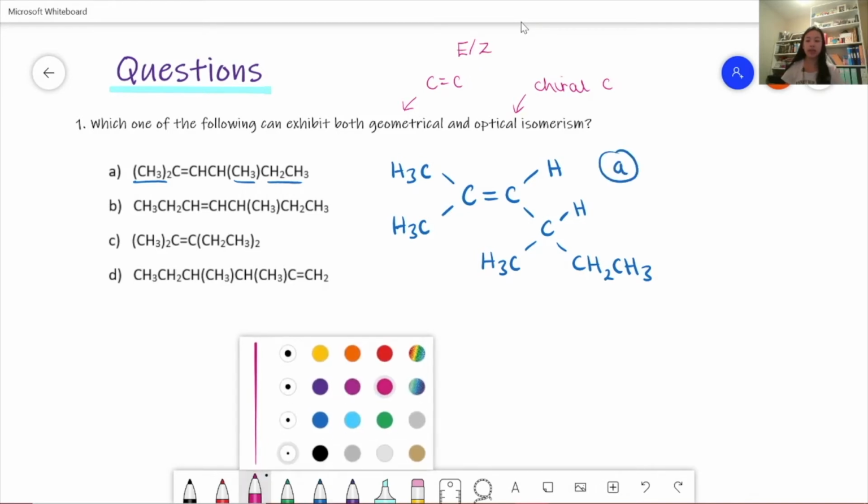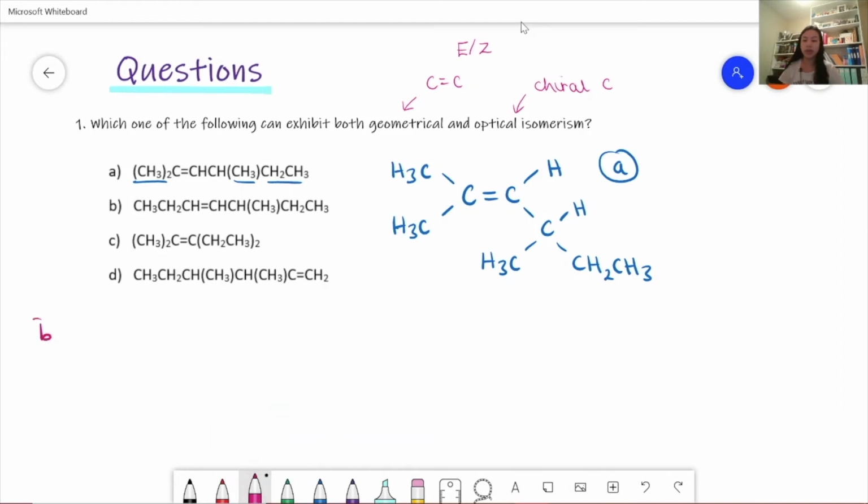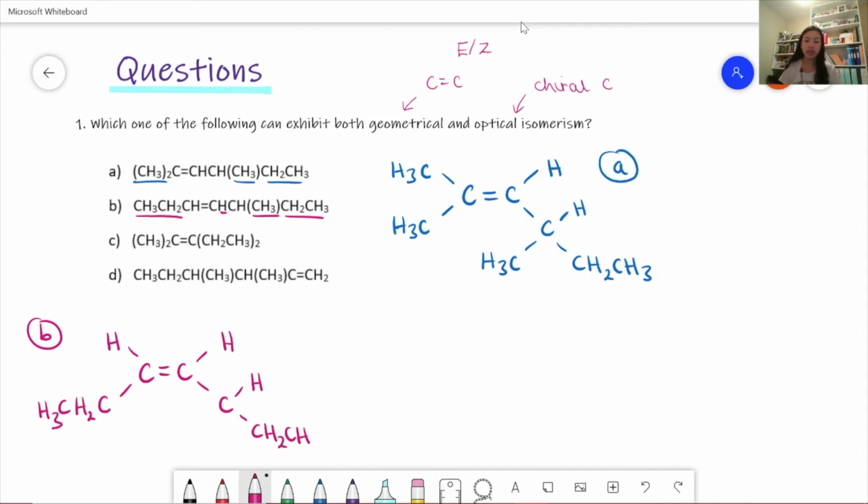And then for B, I'm going to put it in different colours so you can see it better. So we have for B, again, honing in onto the double bond, we have a hydrogen, and then we have this ethyl. So we have CH2, CH3. And then on the other carbon, we have a hydrogen here. And then we have a carbon that has a hydrogen on it, and also this methyl and an ethyl. So we have CH2, CH3, and also we have a methyl.